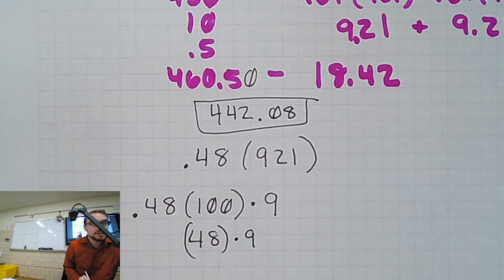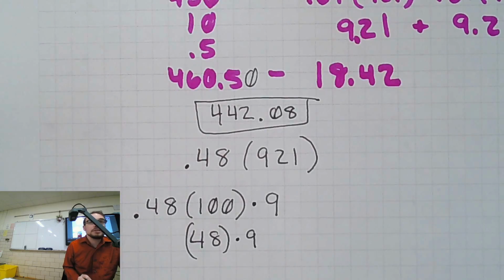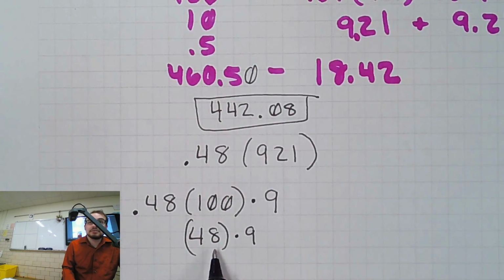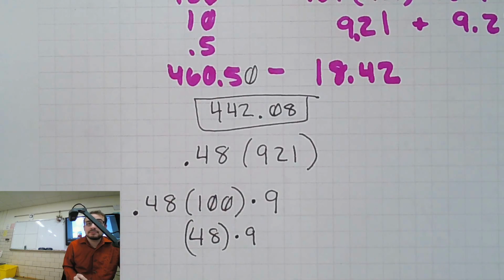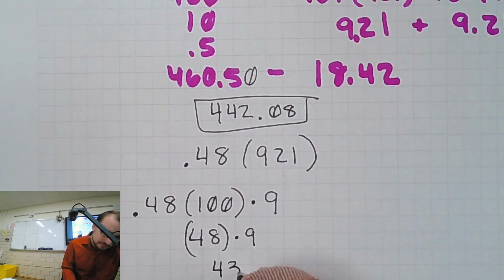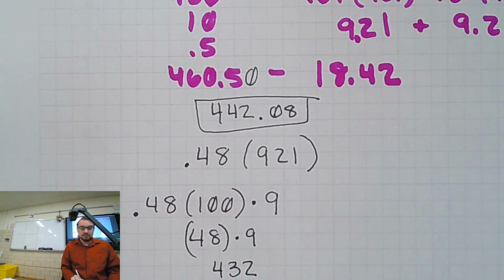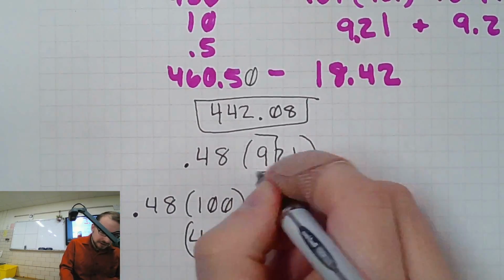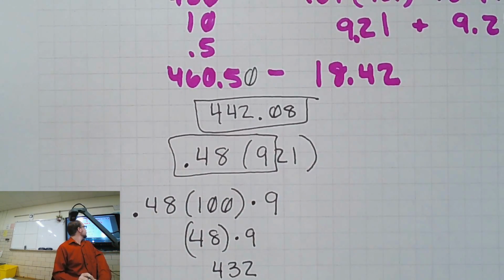How can we do 48 times 9 in our head? What's 50 times 9? 450. That's 2 groups of 9 too many, though. So we got to subtract 18. What's 450 minus 10? Subtract 8 more. 432. So we took care of this amount using Luke's method, right?